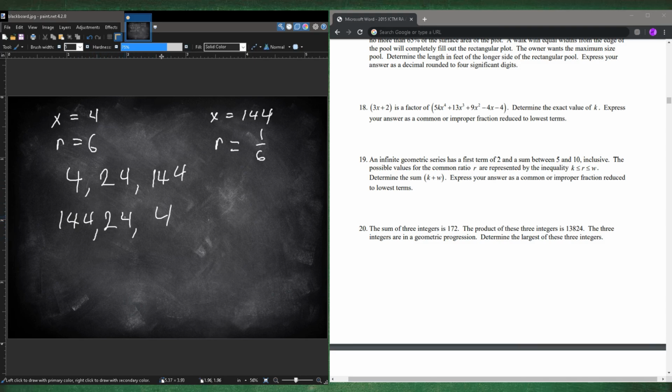It's just reverse order, but it's basically the same thing, because the product should be the same since they're the same three numbers, and the sum should be the same too. So the largest of the three numbers is 144, and that should be your answer for 20. And that basically covers everything.